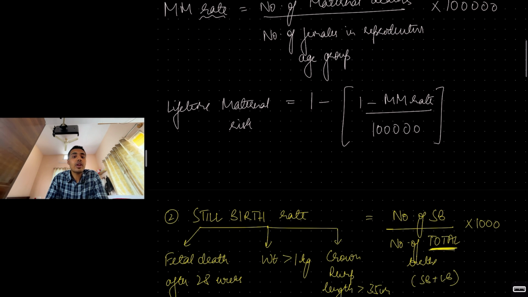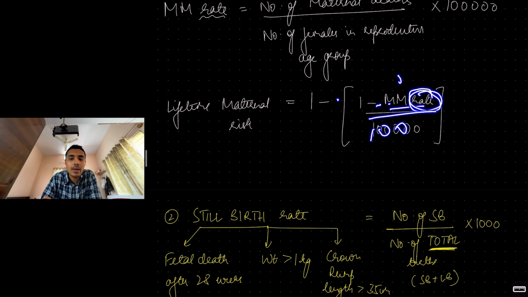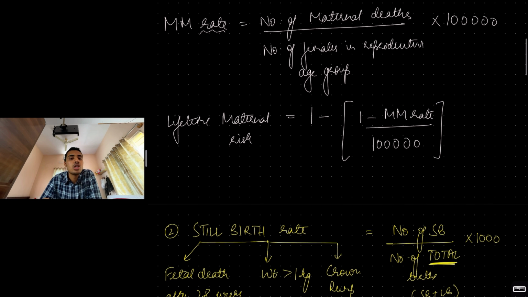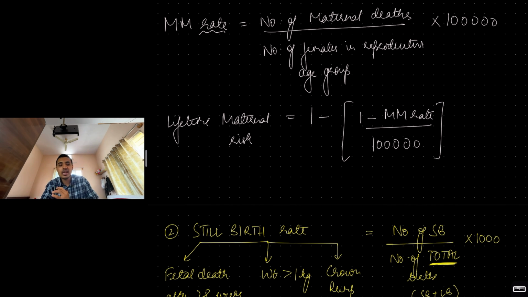What is lifetime maternal risk? Lifetime maternal risk is the risk of a woman in reproductive age to die because of maternal causes. Basically, the risk of maternal death for a woman, if you want to assess in our country, it is 1 minus maternal mortality rate divided by 1 lakh, not MMR. Whenever they say MMR, they mean maternal mortality ratio. Here, maternal mortality rate divided by 1 lakh. So this is everything regarding mother.